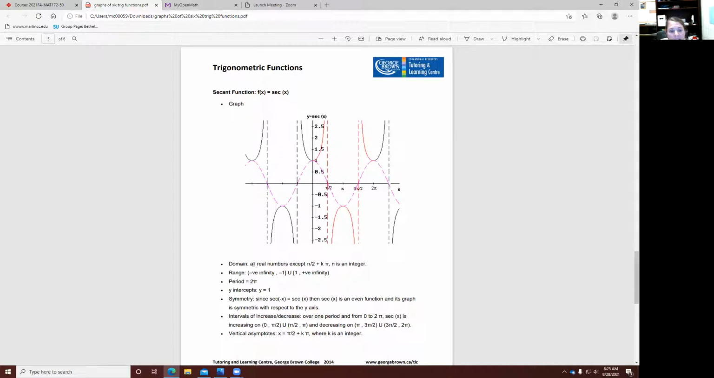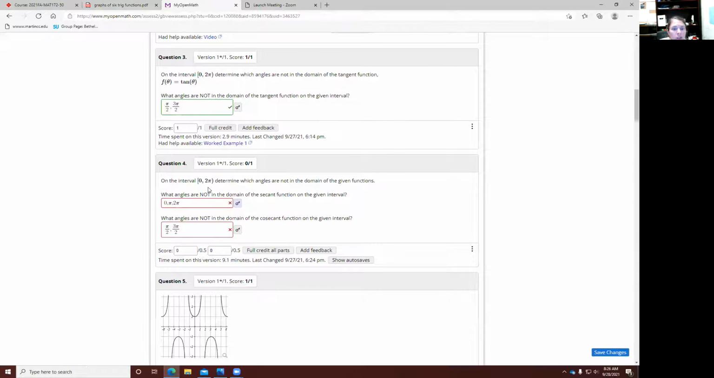So the domain of this is all real numbers except pi over 2 plus k pi, which means that if you keep going, you can just add 1 pi, 2 pi, 3 pi, whatever. But this question wanted angles that are not in the domain from 0 to 2 pi.